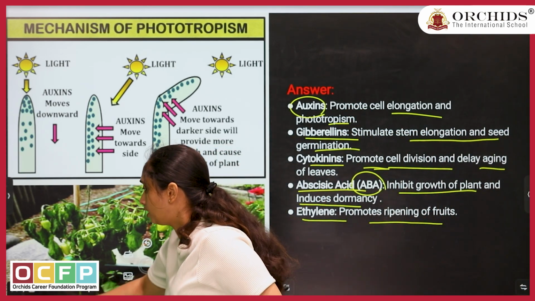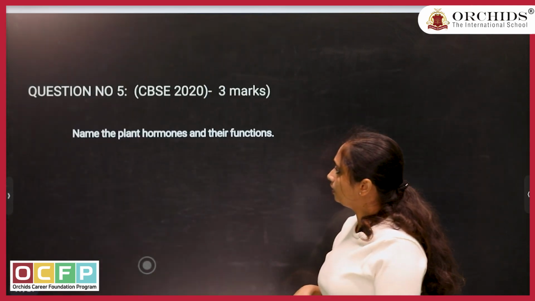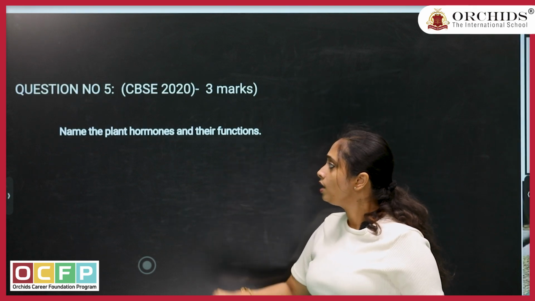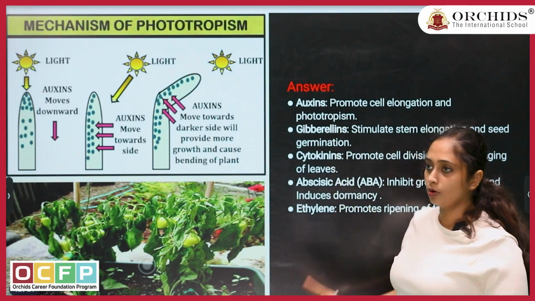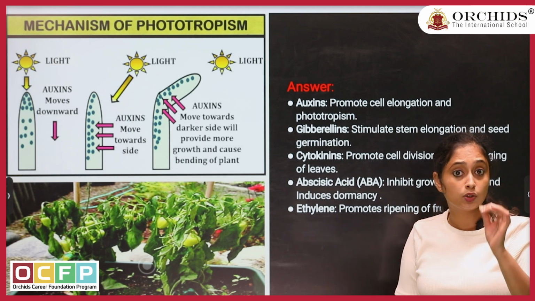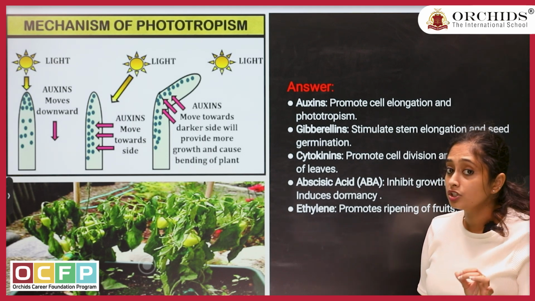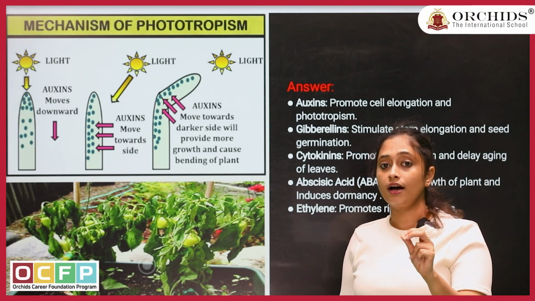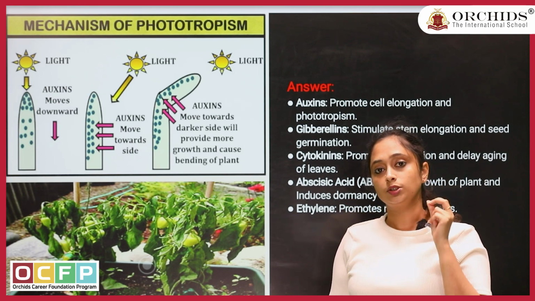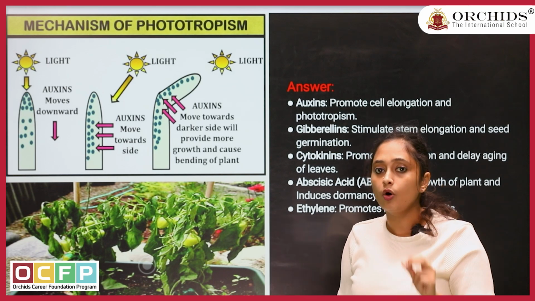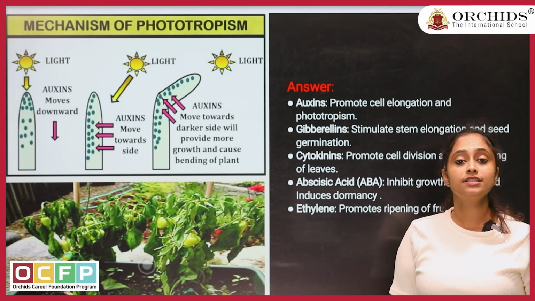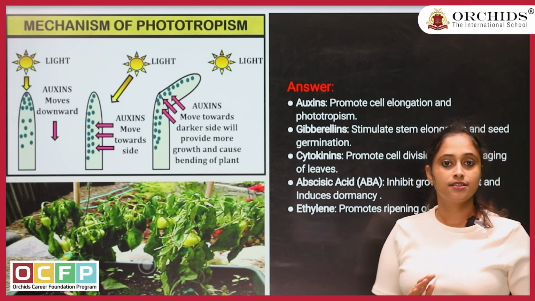If you see the question, it says to name the plant hormones and their functions. We already saw all the plant hormones, and for each plant hormone you need to specify the function. The function will be particular and specific, and it will not be the same. So we need to understand that each hormone has a different function. You need to write each hormone name first and then its function. Then your answer is done.